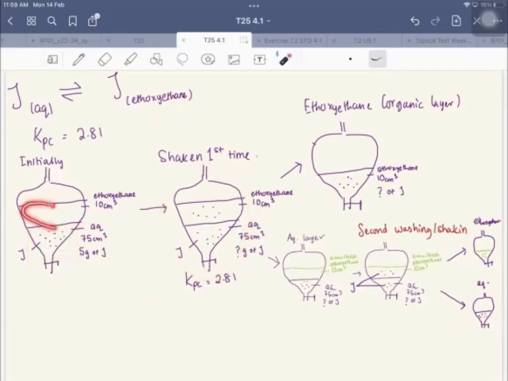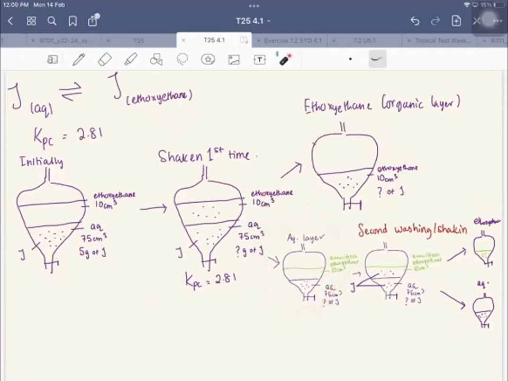Initially, there was no J solute in the layer of ethoxyethane, but after shaking, there will be some particles, some amounts, but we don't know the amount yet. After the first shaking, we separate the layers. Ethoxyethane is isolated, and then the aqueous layer is used for the second time.